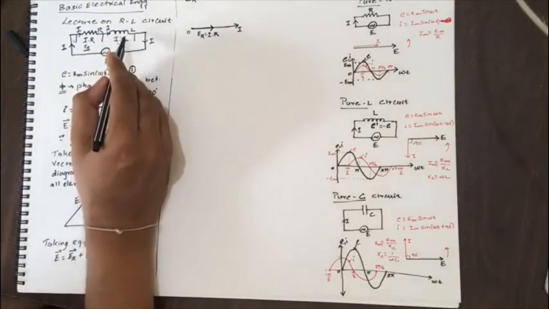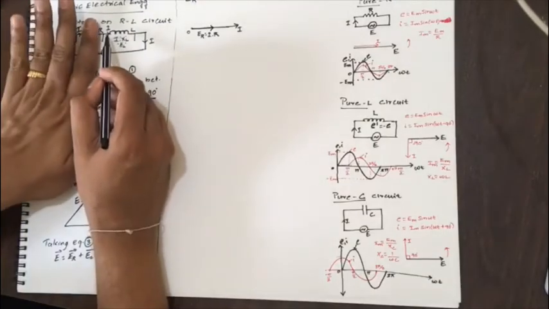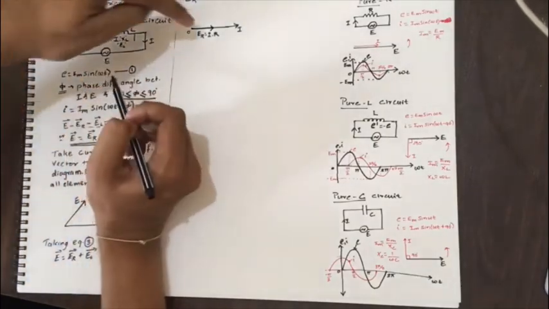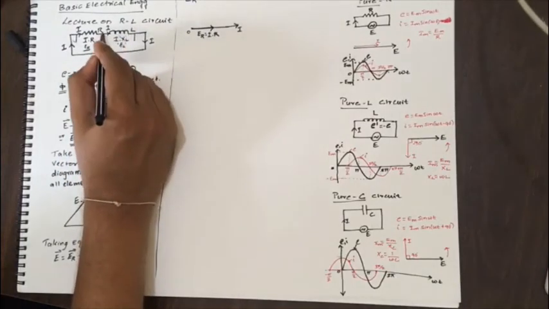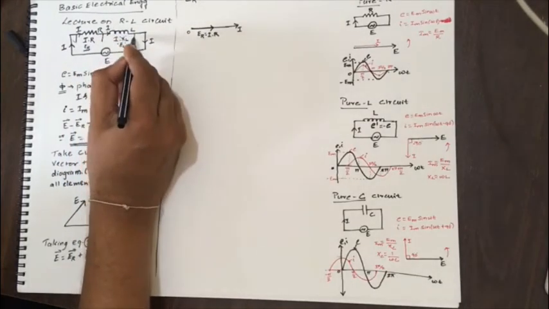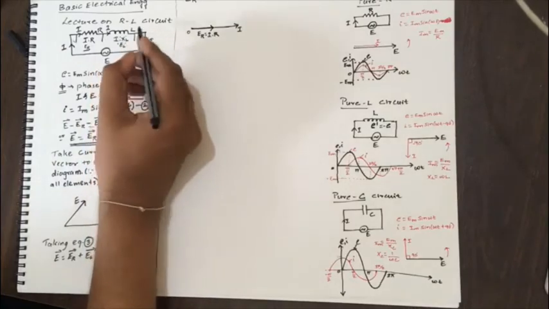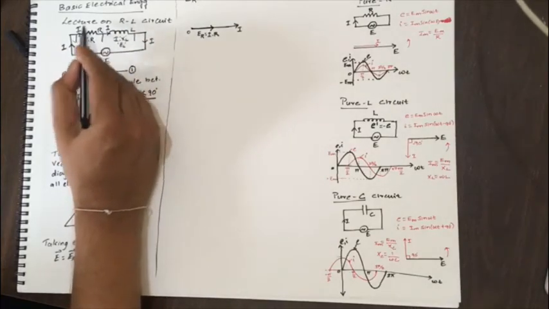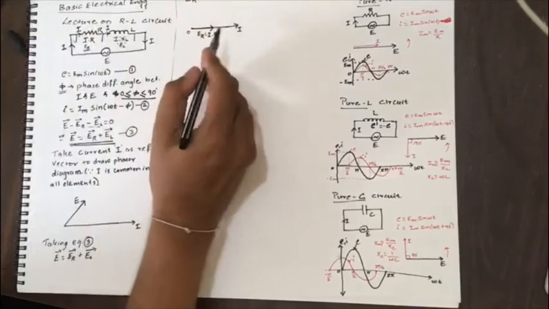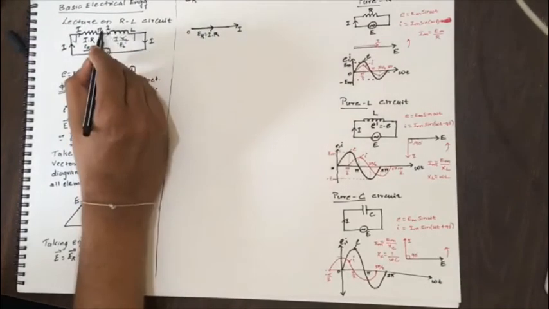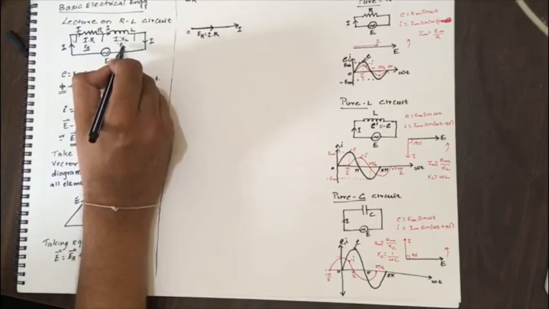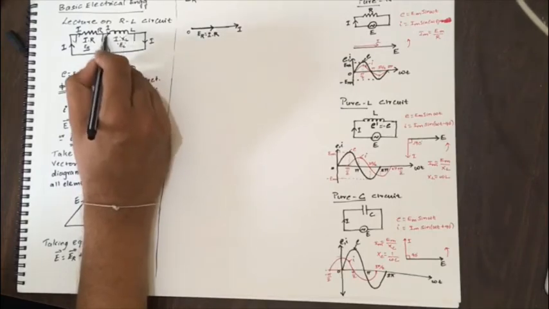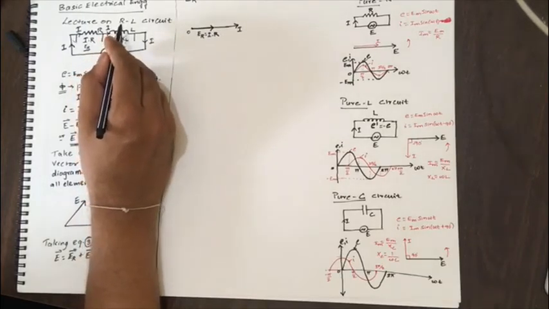Why 90 degrees? Because the effect of R has already been considered in this vector. Therefore, I assume now that this L is purely existing. Though there is R of this L present in the entire circuit, this R is already taken care of here. Therefore, I now take this L to be pure. Therefore, the phase difference angle between EL and I, I take now as 90 degrees.